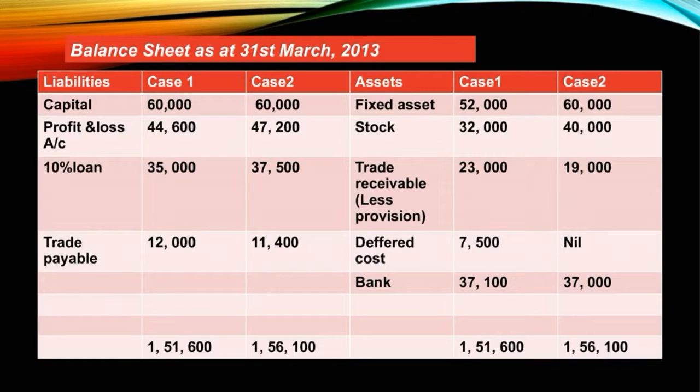Now we need to add the net profit of this year. With that, we will get 44,600 in the case of going concern, and 47,200 in the case of non-going concern. The 10% loan is 35,000, and the penalty amount of 2,500 should be added to this. Trade payable: 12,000 in the case of going concern, 11,400 in the case of non-going concern. In a non-going concern, we need to reduce the liability to the current value.